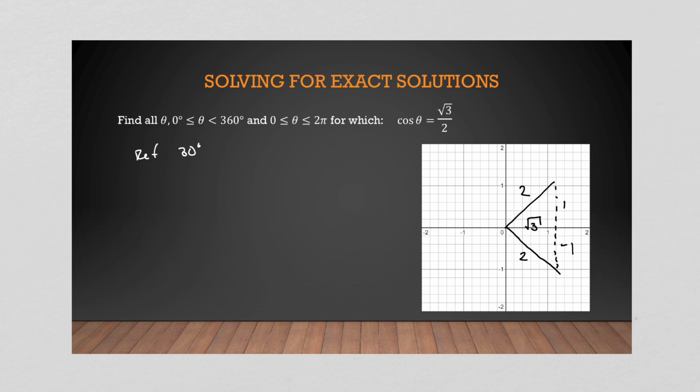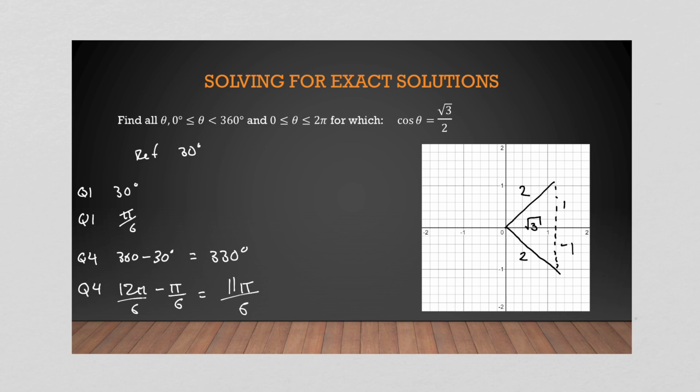So my two solutions are going to be in Q1, 30 degrees, and in Q4, 360 minus 30 degrees, so 330 degrees. So those are my two solutions for degrees. Now for radians, 30 degrees is pi over 6. And in Q4, I'm going to have 2 pi minus pi over 6. Well, what's 2 pi? It's 12 pi over 6. So I get 11 pi over 6. Boom. So there are my 4 solutions for this scenario.